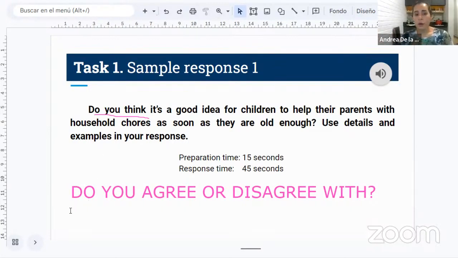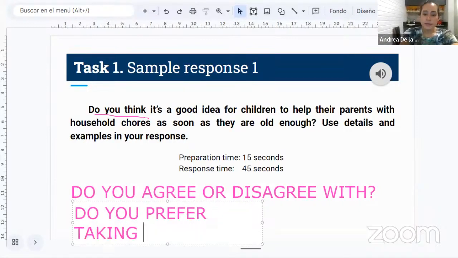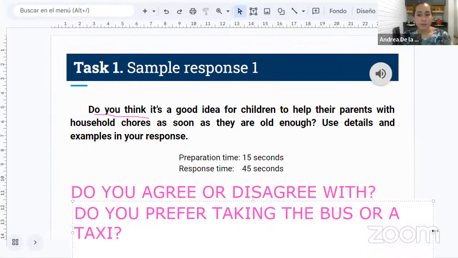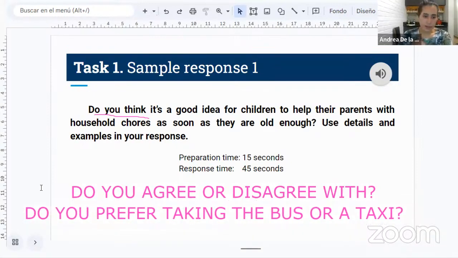Or if you have something like, do you prefer taking the bus or a cab or a taxi? Okay, if you have this question, the only two options are going to be, I prefer taking the bus 100% of the time, no matter the circumstance. I always prefer taking the bus, or I totally prefer taking a taxi, all the time, 100%. So you don't have an option in between. You always have two options. You could have three too.